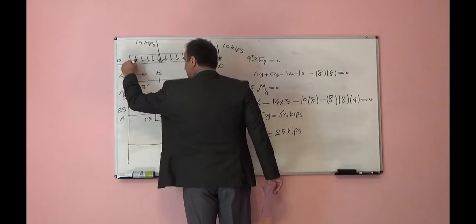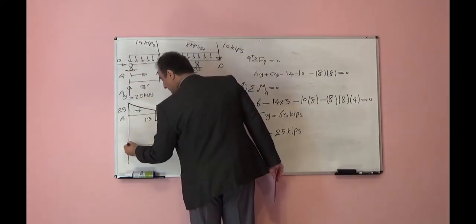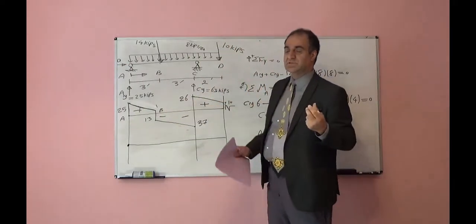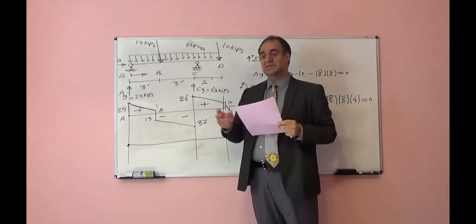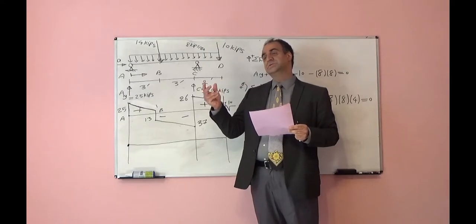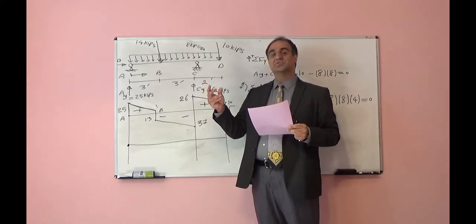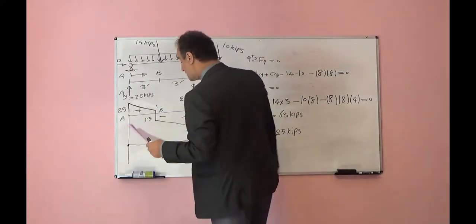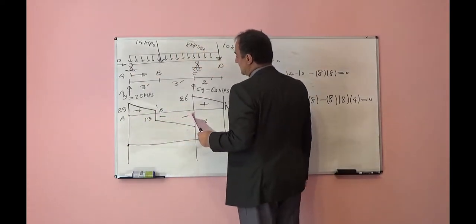Now about the moment diagram. Moment at point A is equal to 0. We know that. Why? Because point A is a hinge. The definition of hinge means the internal moment there is equal to 0. There is no resistance against the moment. So at point A, moment is equal to 0.